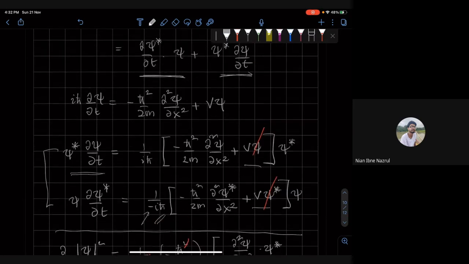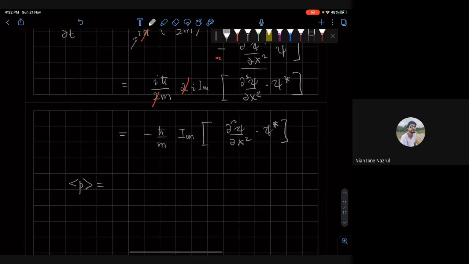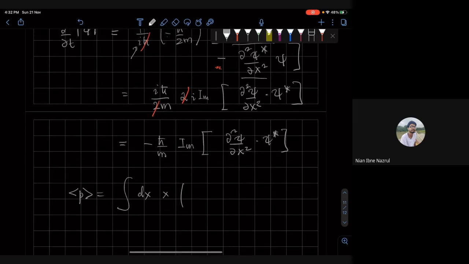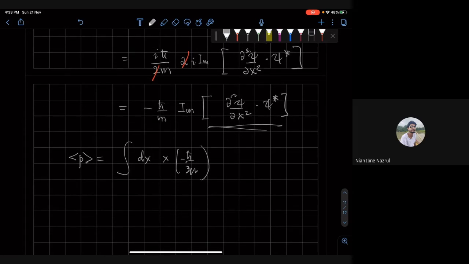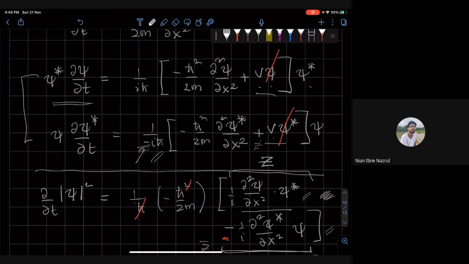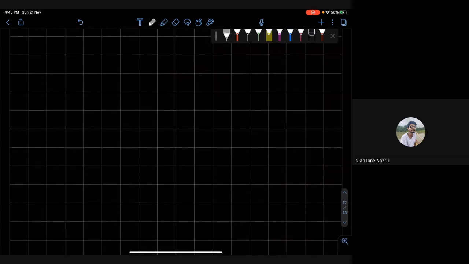And so then we have minus h over m, imaginary part of del squared psi del x squared psi star. Okay, so the expectation value of p is going to be the integral over dx times x, and then minus h by m, imaginary part of this guy. Right. Okay. So now what I'm going to do is an integration by parts. So there's minus h by m, and then here I'm going to do an integration by parts. If I do an integration by parts, there'll be a total derivative term. In my notes I did it slightly differently, so let's try to see if we can do that and then generalize it.